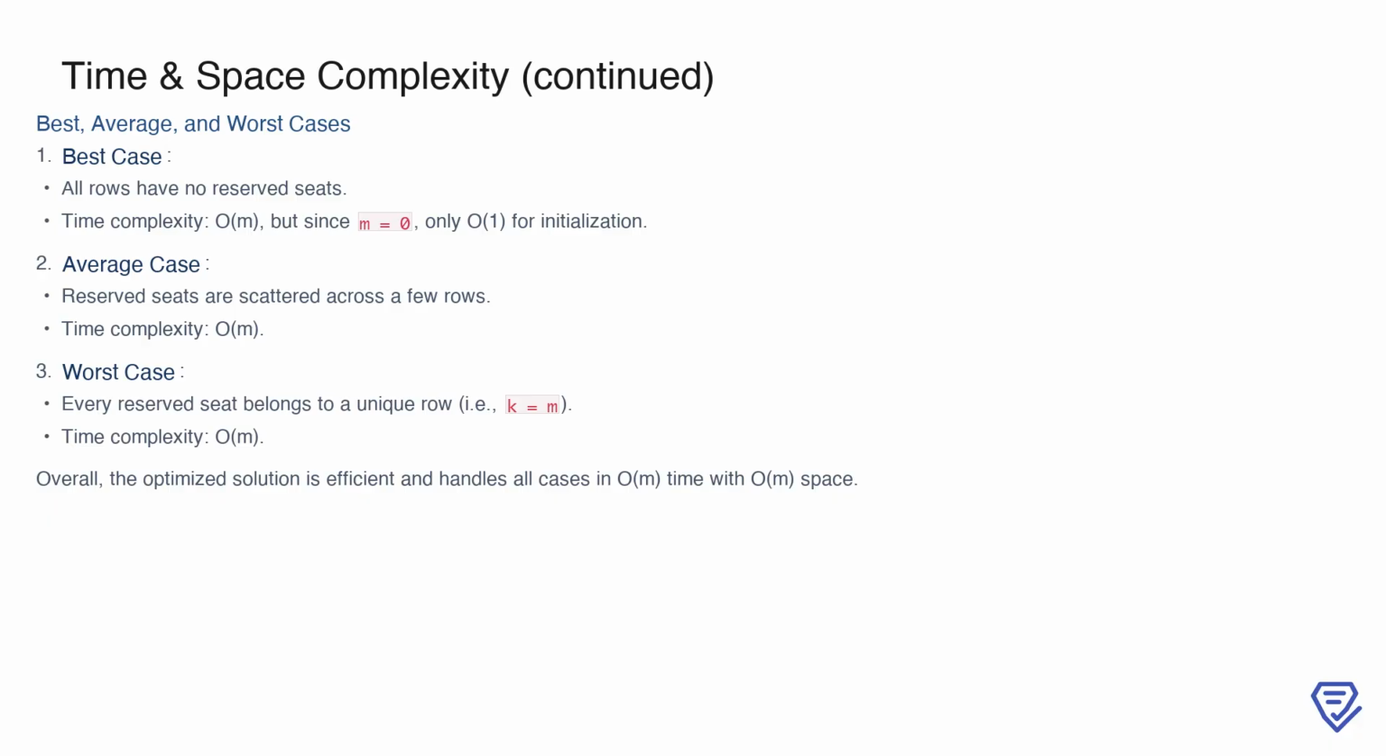In the average case, reserved seats are scattered across a few rows, so the time complexity is O(m), as we still need to process all the reserved seats. In the worst case, every reserved seat belongs to a unique row, meaning k equals m. Even in this scenario, the time complexity remains O(m), as the algorithm processes each reserved seat efficiently without unnecessary computations. Overall, the solution is robust, maintaining an O(m) time complexity and O(m) space complexity across all cases, ensuring consistent performance even under varying input conditions.